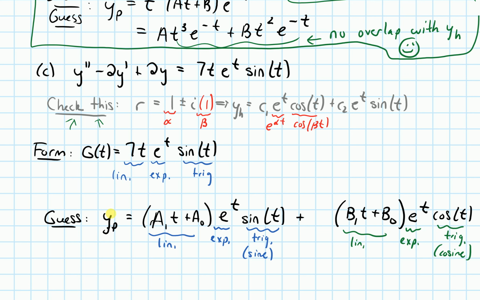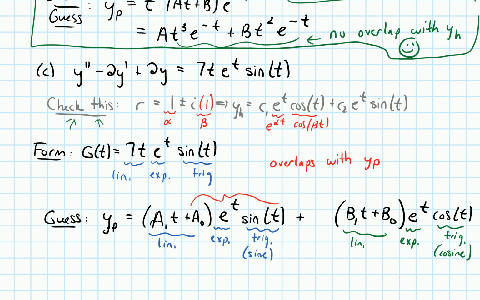Okay, so the next thing I have to sort of check is, is this guess good, or do I need to do a t-fix? So to answer that, we need to ask ourselves, does our particular solution, any part of it, overlap with the homogeneous solution? So the homogeneous solution, in it, I see e to the t times sine of t as one of the functions. But I see that in the particular solution. If we were to distribute the a0 times this e to the t sine t, that would be overlap. So that's definitely overlap. That overlaps with the homogeneous solution.